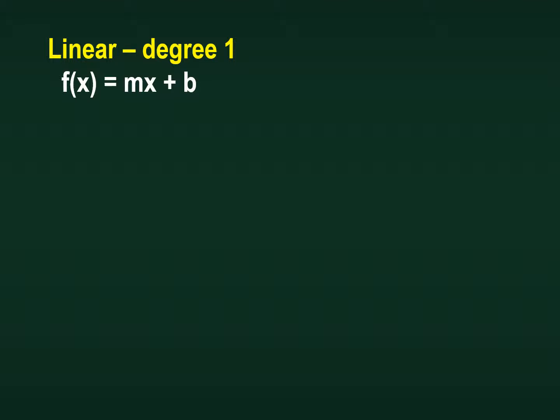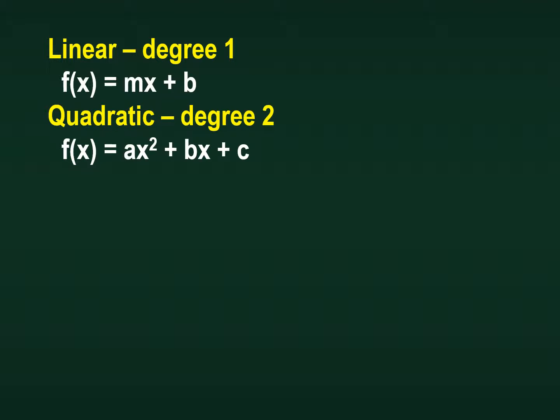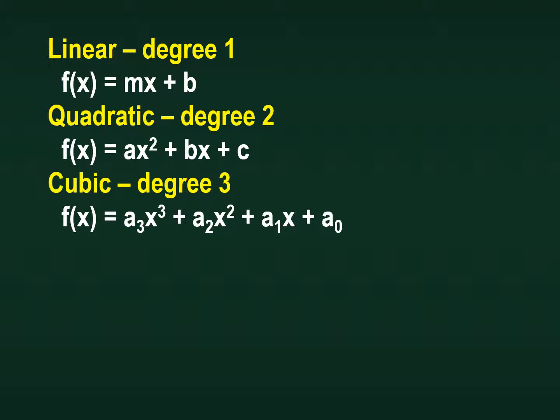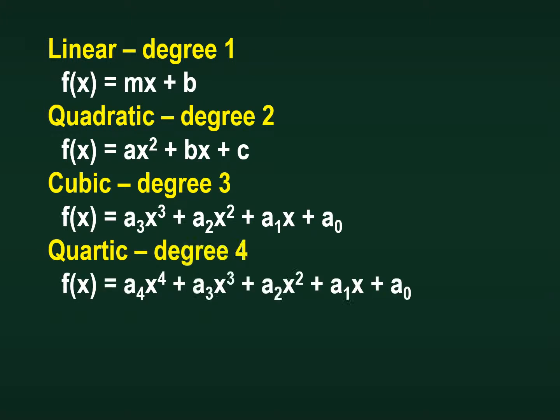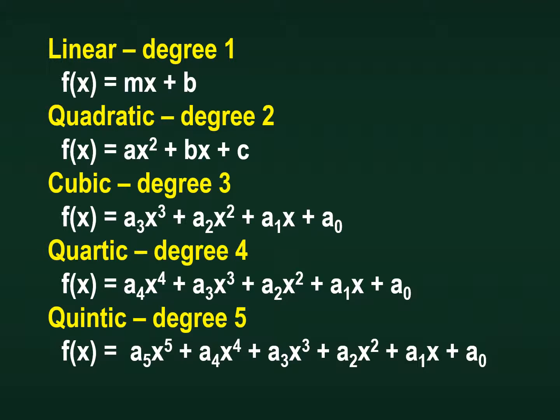So if you have a polynomial with degree 1, you have a linear. A degree 2 is quadratic. A cubic is degree 3. You have a degree 4, which is a quartic, and then a quintic, which is degree 5. And these are the general equations of those first 5 degrees.